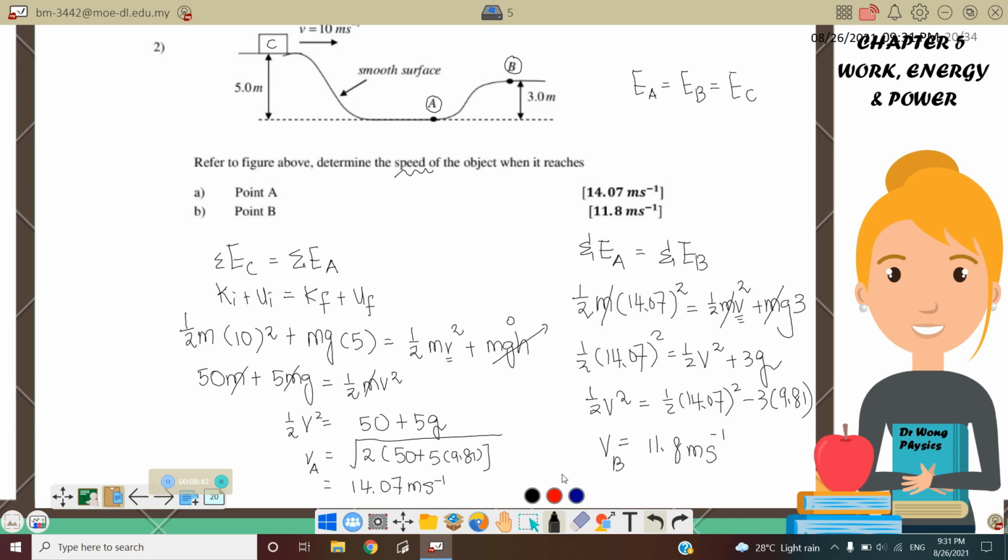second. Okay, so if you compare, the velocity at point B is smaller than A but is greater than C, because C is at the higher position, so the velocity is smaller than B. Next we go to question number 3.